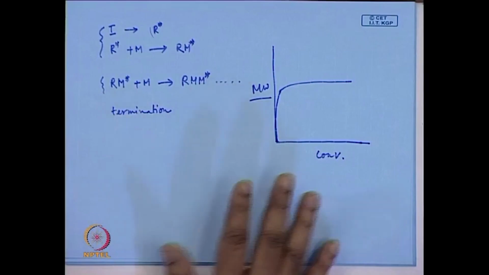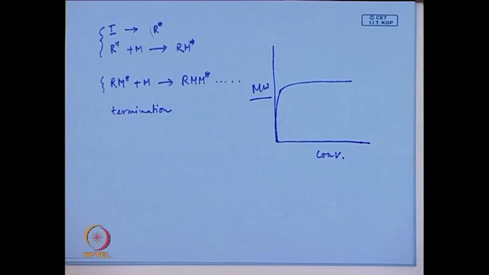So, we have seen from an earlier discussion as well that at a very low conversion itself the molecular weight is often high, and as the time progresses more and more polymer chains form, but the molecular weight remains more or less similar, which is very high.